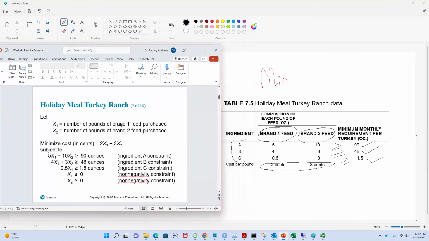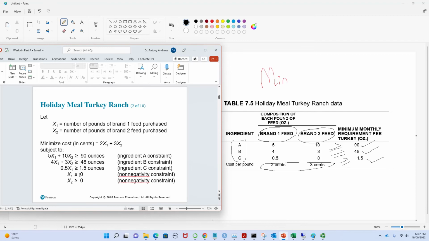And then after that, you have this constraint. So constraint is 5 times brand 1 feed plus 10 times brand 2 feed has to be minimum 90 nutrition for the turkey. Otherwise, turkey will not produce good meat, right? So you put all of those constraints. See here, there is only 0 brand 2 feed, so there is no X2 here. Okay, so all of this constrained here, right?